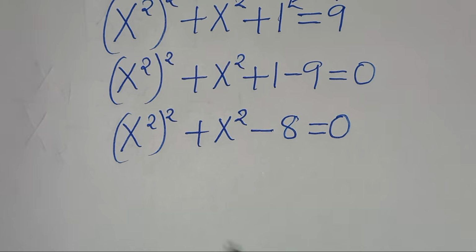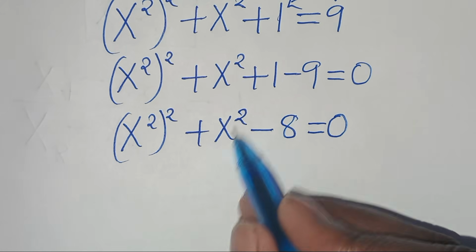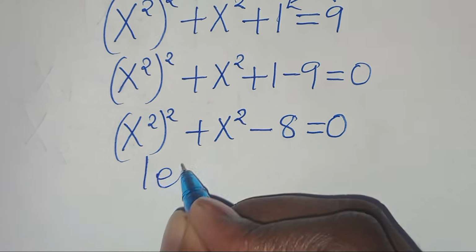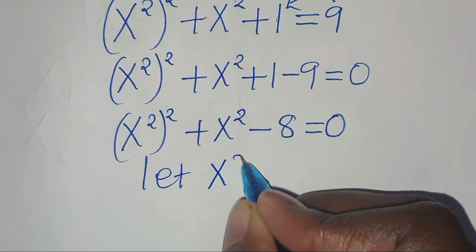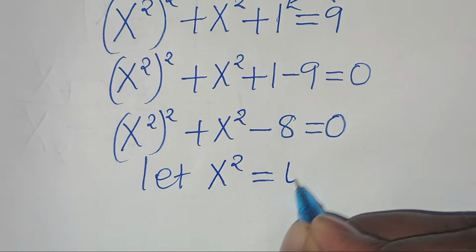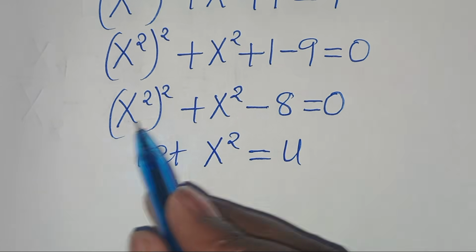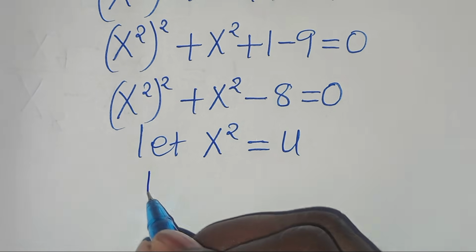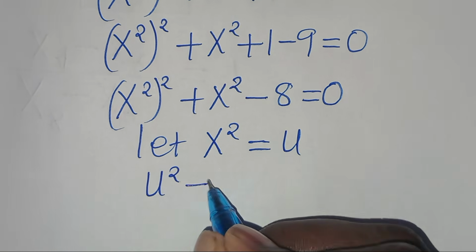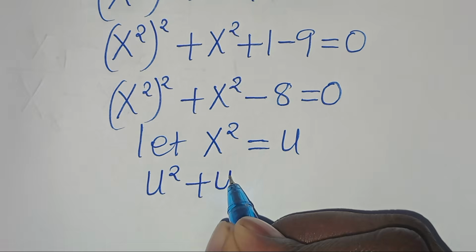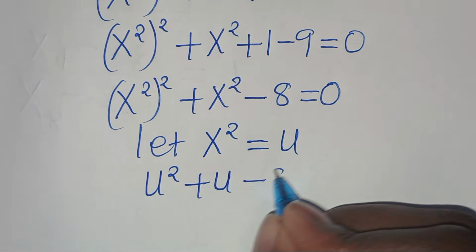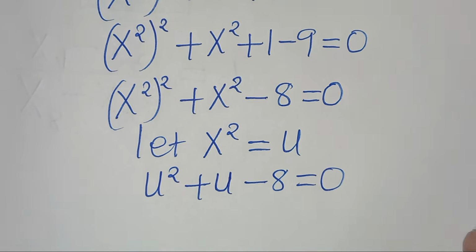Now we have x squared here and x squared here, so we can let x to the power of 2 be equal to u. So let's substitute u into this equation here. So we have u to the power of 2 plus u, then minus 8. This is equal to 0.